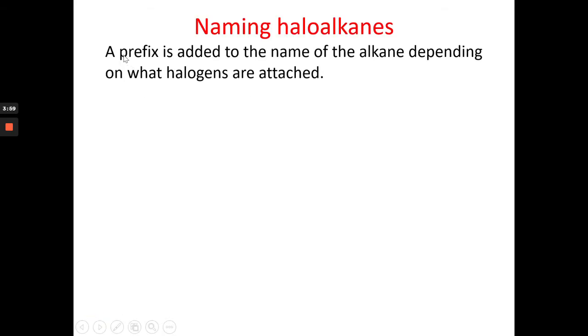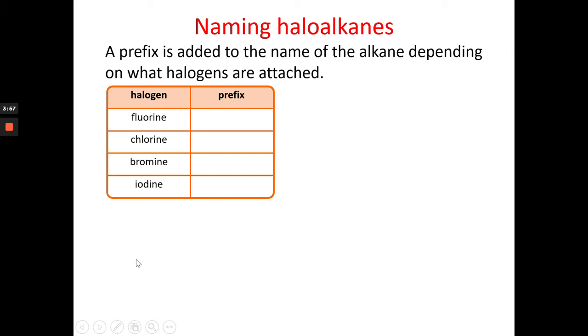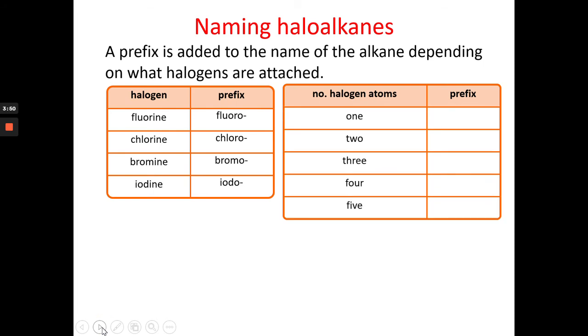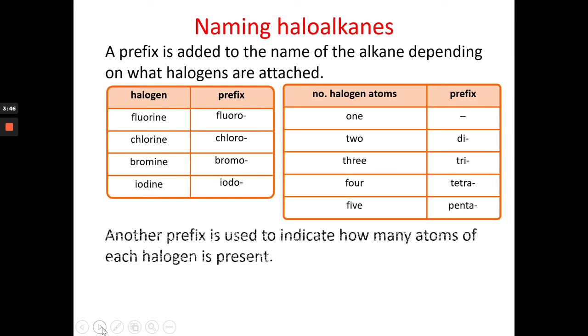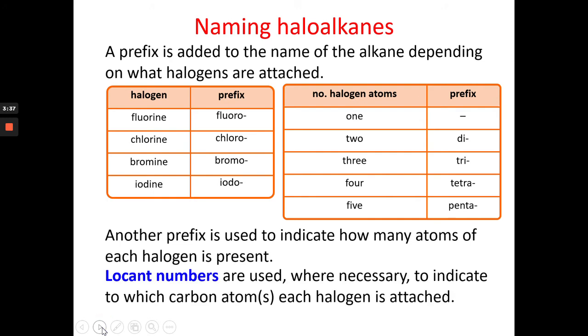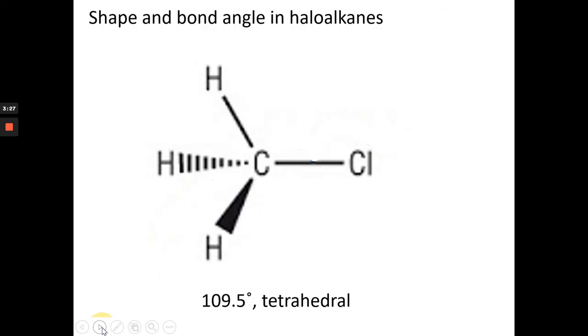So a prefix is added to the name of the alkane depending on what halogens are attached. So you can get fluoro, chloro, bromo, or iodo, for example. And we also look at the number of halogen atoms that are attached. And that means a prefix can be put in place before that as well. So we can have difluoro or tetrabromo, for example. We also put locant numbers in, that I've mentioned already. That indicates to the reader which carbon atoms in the molecule each halogen is attached to.